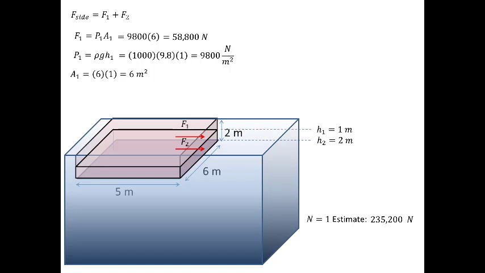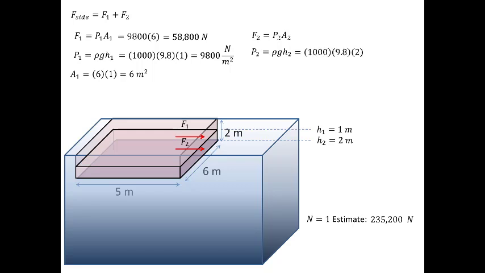So now that we've found F sub 1, we can go ahead and find F sub 2, which we find in a similar way. We're just looking at P sub 2 and A sub 2 here. And really the only difference here is we're assuming a different depth. So instead of h sub 1, we're assuming h sub 2. So we're assuming that the pressure exerted on that bottom section is equal to the pressure that's really at the bottom of it, where our depth is 2 meters.